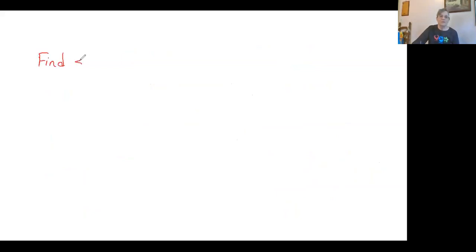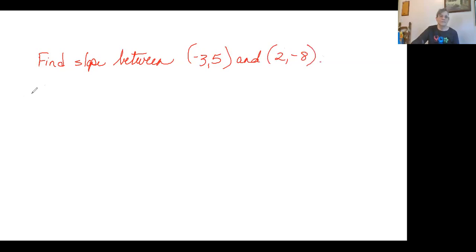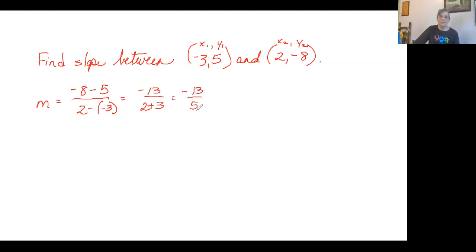So if we want to find the slope between, say, (-3, 5) and (2, -8), we could let this be x1 and y1, and this be x2 and y2. And the slope would become y2, negative 8, minus y1, 5, over x2, which is 2, minus x1, negative 3. So negative 13 over 2 plus 3, so negative 13 over positive 5.